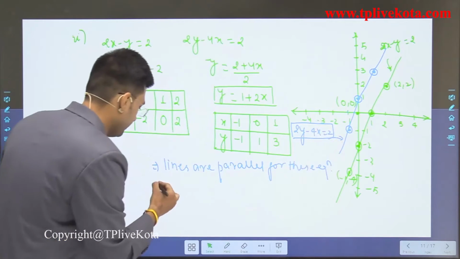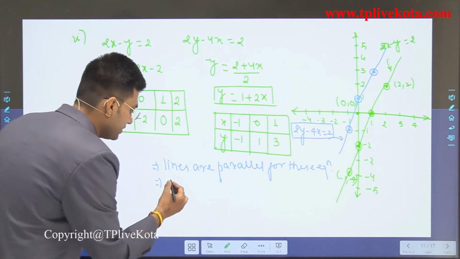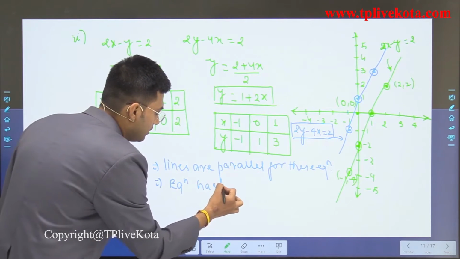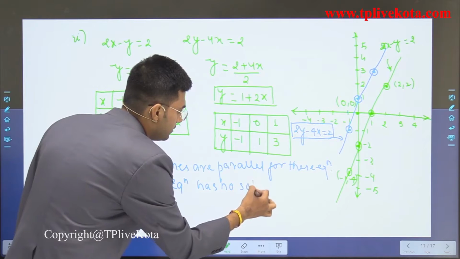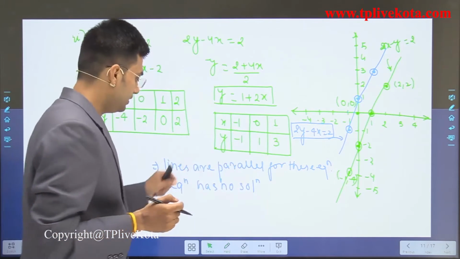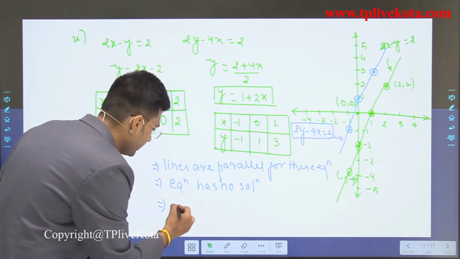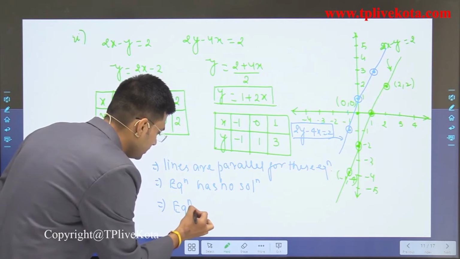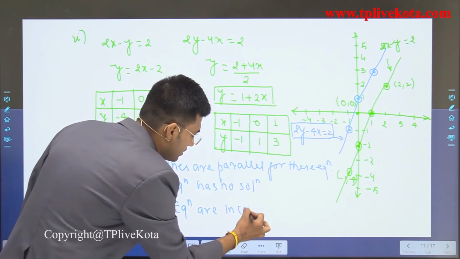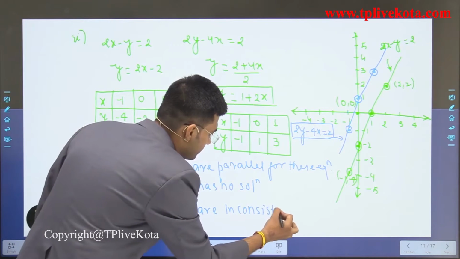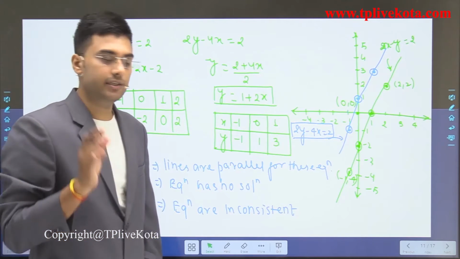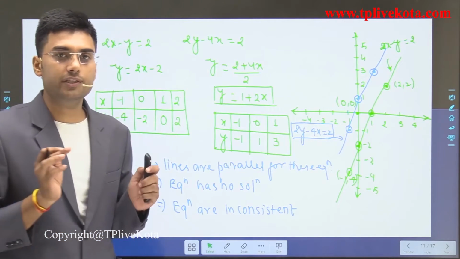If lines are parallel, then we can say that the equations have no solution, and if the equations have no solution, then we can say that the equations are inconsistent. Clear? I hope you understand this question.